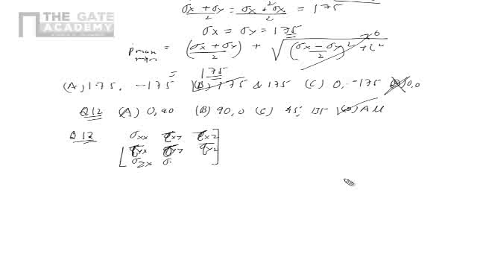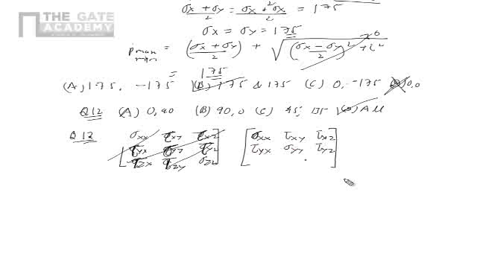Sorry, this is sigma, tau, this is tau, this is also tau zy, and sigma zz. I'll write it once more. The stress state is given by this matrix: sigma xx, tau xy and tau xz, tau yx, sigma yy, tau yz, tau zx, tau zy, sigma zz.